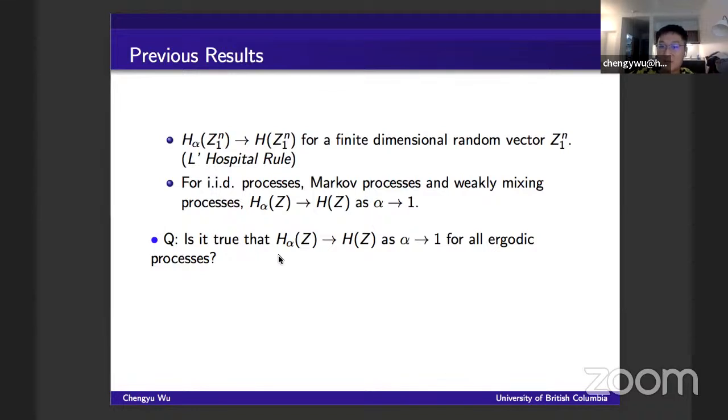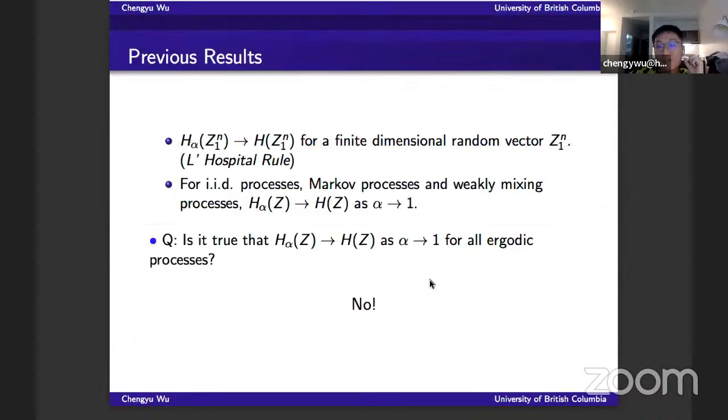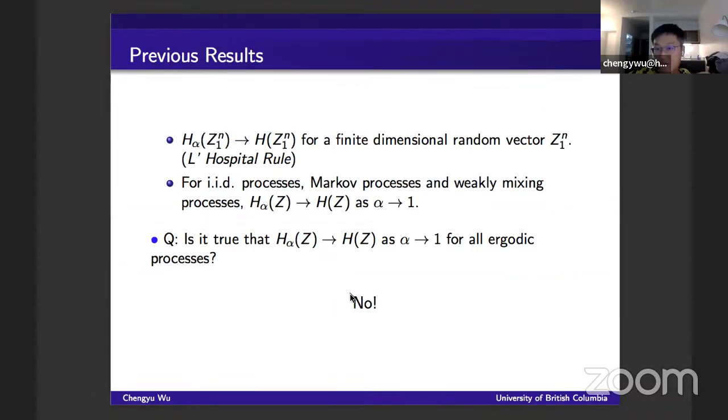In the sense that, is it true that for all ergodic processes, the Rayleigh entropy rate always approaches the Shannon entropy rate as alpha approaches 1? And in this section, we will show that this is not true in general. So basically, we want to construct an ergodic process such that the Rayleigh entropy rate exists, but it doesn't converge to the Shannon entropy rate.